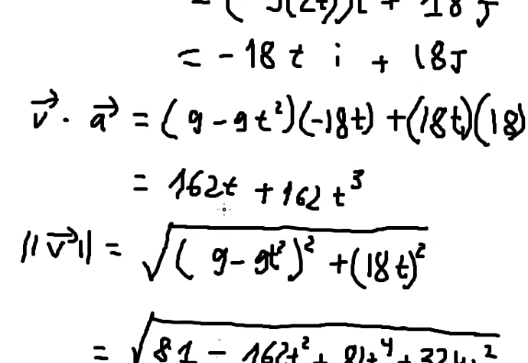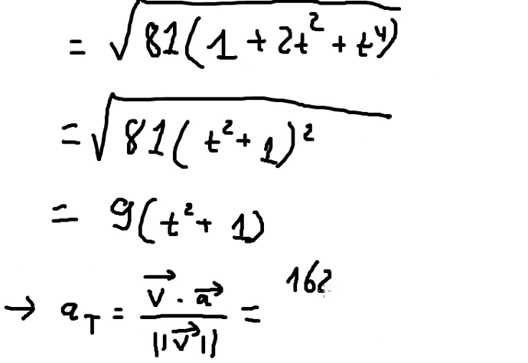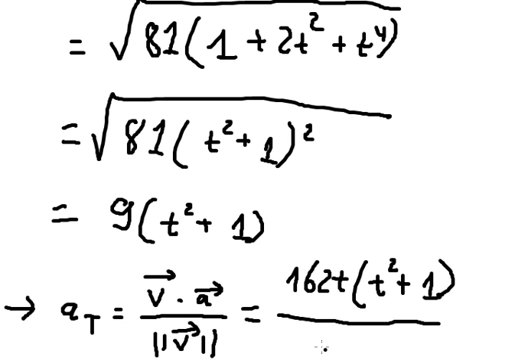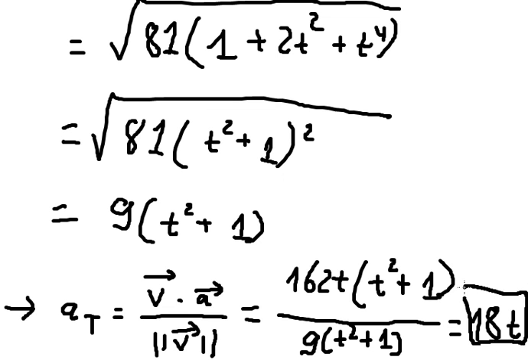This one we can do factorization by 162t over this one. So we have 162 divided by number 9, which is 18. This one and this one cancel, so we just have only t. And here is the final answer.